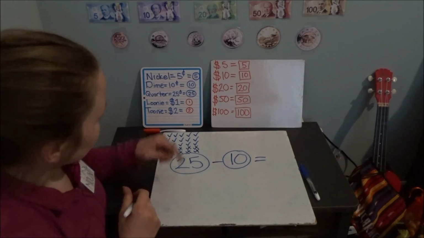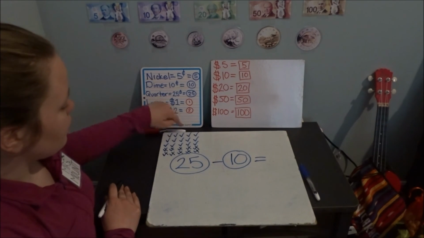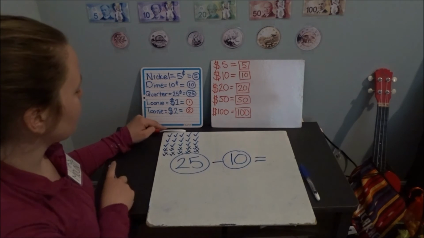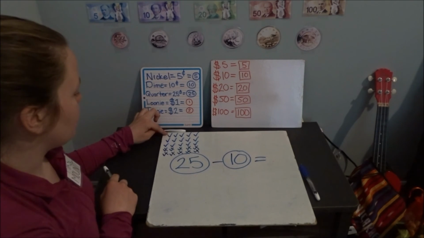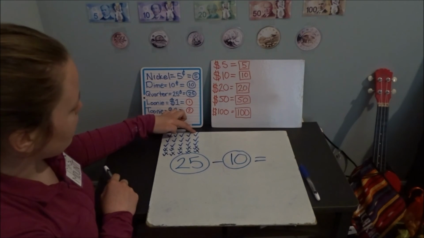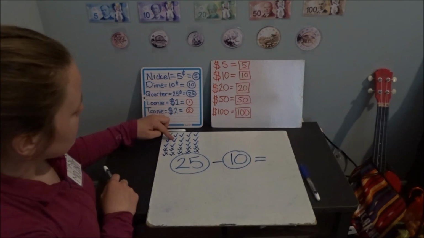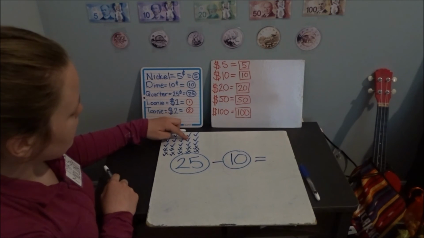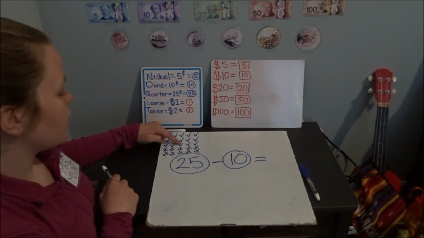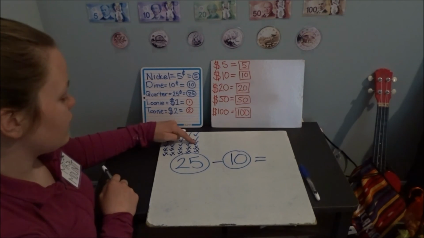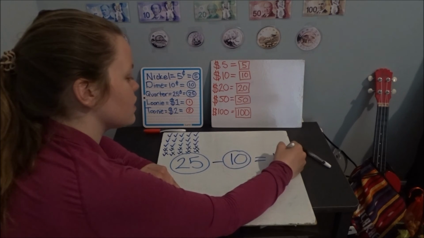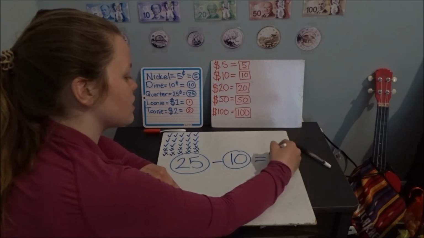All right, so if we count up the remaining amount of check marks that we have, we'll have our answer for here. Let's count them up. 1, 2, 3, 4, 5, 6, 7, 8, 9, 10, 11, 12, 13, 14, 15. So our answer is 15 cents.